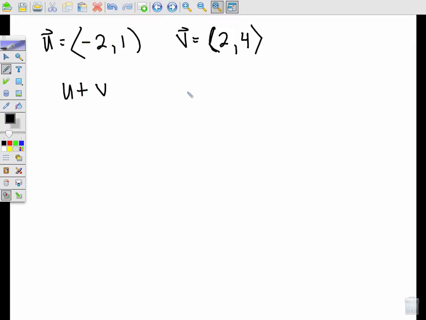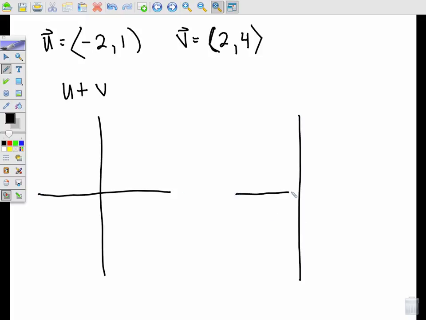All right, so we're trying to add these together. We're going to do u plus v. So u plus v, what does it look like? We're going to do all of this on the coordinate plane. First of all, I'll show you both ways to do this. Let's go ahead and do, let me work back here, and this will be the first method on this side, and then this will be the second method. Both of them will represent u plus v.